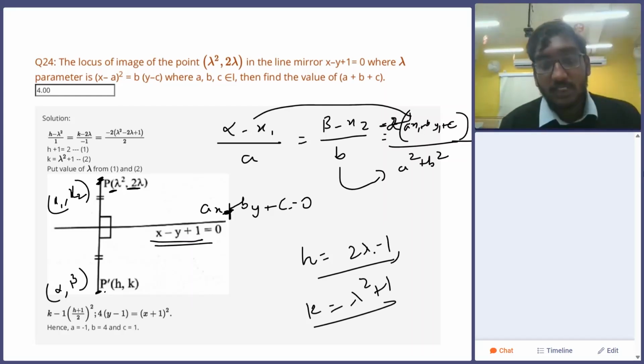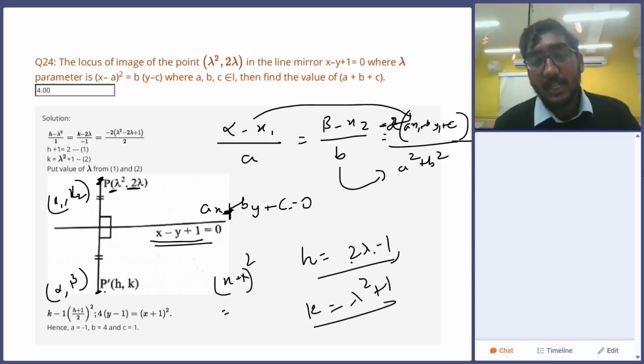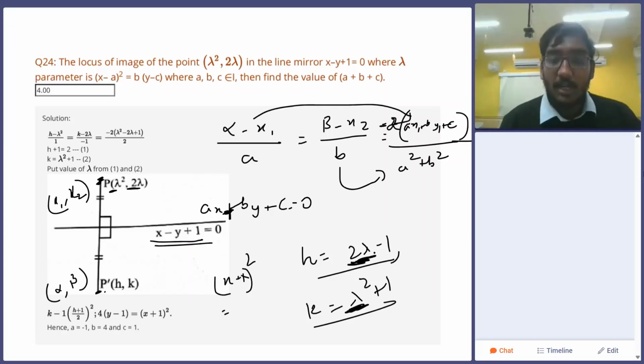So instead of x you just replace it as x plus 1 whole square, okay? And instead of y, you have 2 lambda minus 1, no? Basically lambda square is the x parameter and 2 lambda is the y parameter, right? The form is lambda square comma 2 lambda, correct?